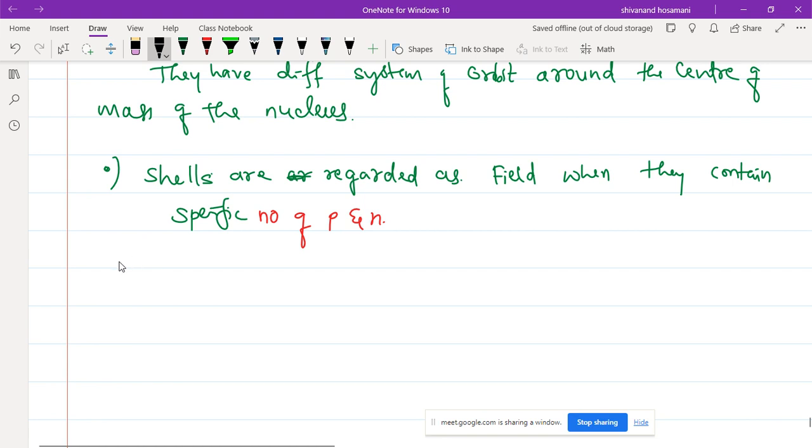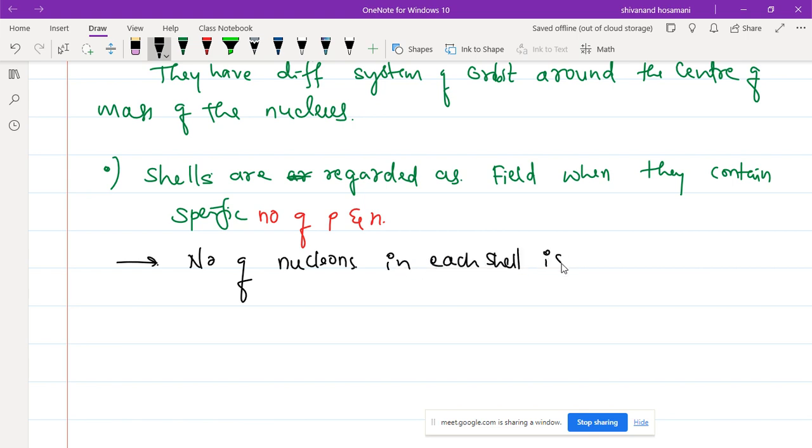Just as we limit the electrons in every orbital, similarly the number of nucleons in each cell is limited by Pauli principle. So Pauli principle. These are the assumptions.